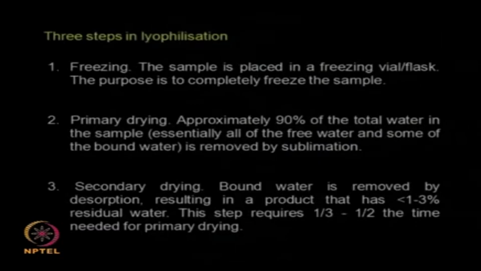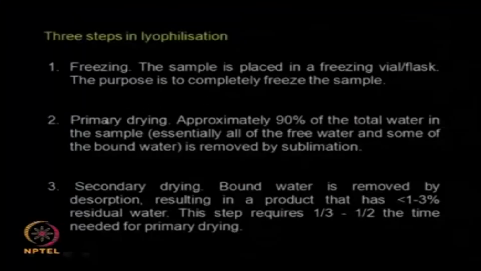Okay. So the three steps in lyophilization, we have the freezing. The sample is placed in a freezing vial or flask. In a laboratory situation we take the material in a flask. If you are working in a pharmaceutical industry, you take it in a vial, because it becomes easier for you to completely seal it once you have done the freeze drying.